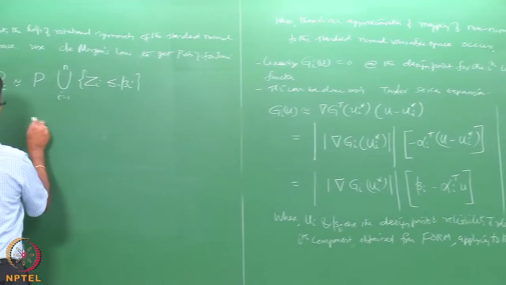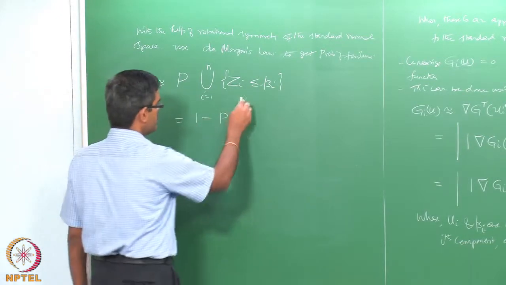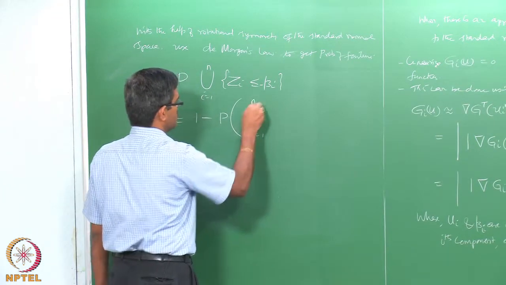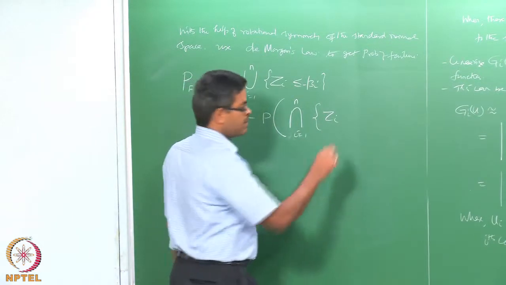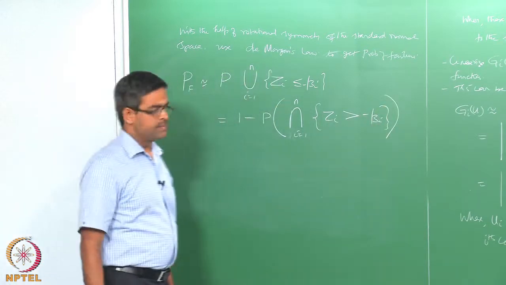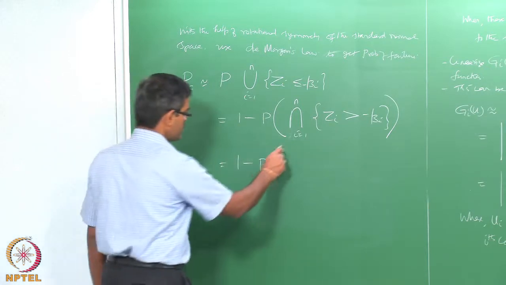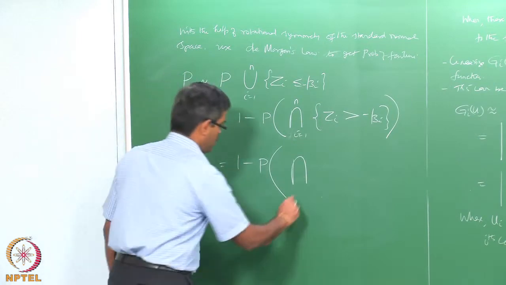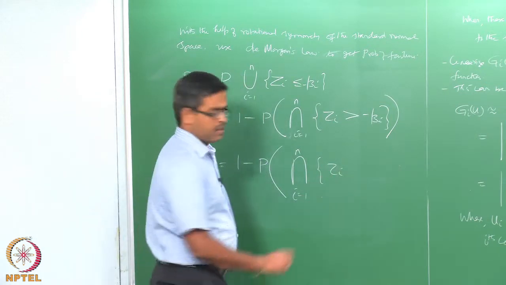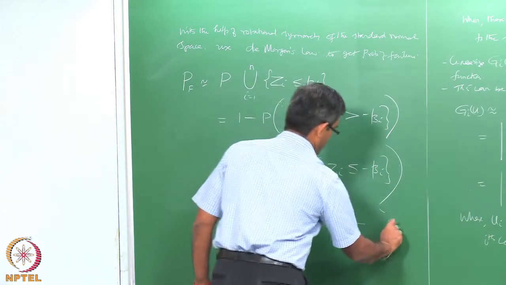which is equal to 1 minus p of intersection of i equals 1 to n Z i greater than minus beta i, okay, which is further equal to 1 minus p of intersection of i equals 1 to n Z i less than or equal to minus beta, which I call as equation number 12.